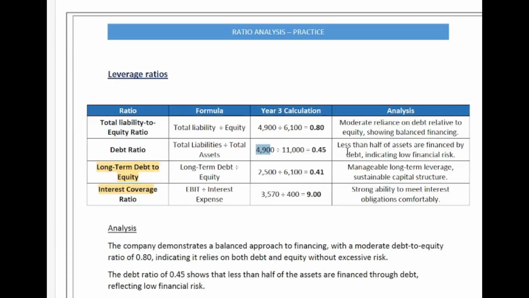So the ratio is 0.45. So what does that indicate? How much proportion of the company's total assets are financed by debt? So, this 0.45 indicates that 45 percent of the company's assets are financed by debt, and the remaining 55 percent is financed by equity.